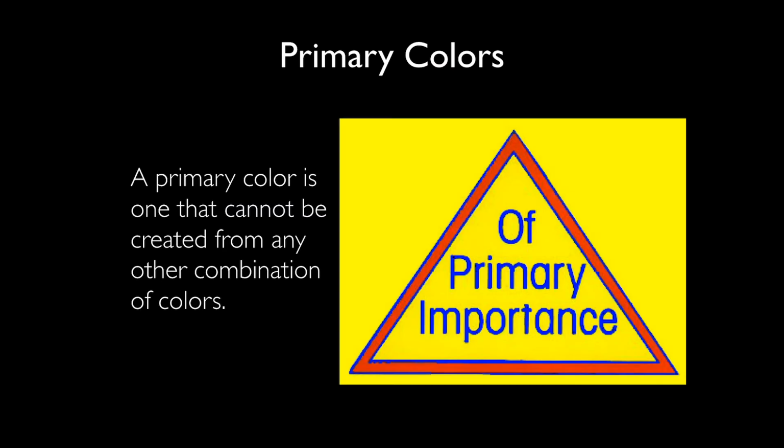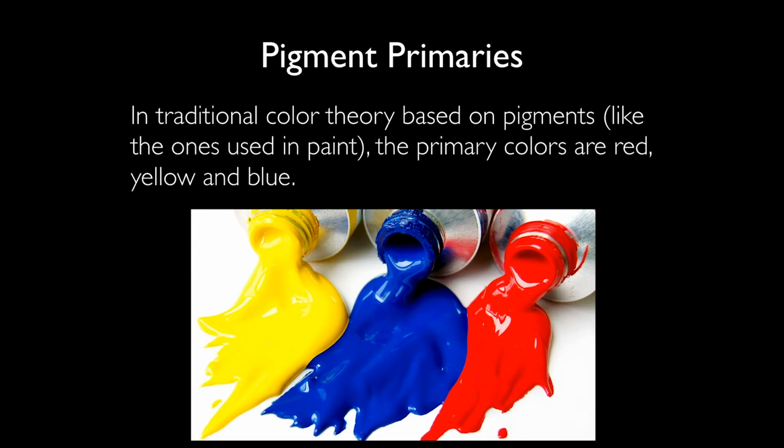Primary colors are colors that cannot be created from any other combination of colors. They have to start out as the color that they are. There are actually several systems of primaries out there, but what we care about in a physical art class like this one is color that is based on pigment, so color that's based on physical stuff that we can touch. And in that kind of color system, the primary colors are red, yellow, and blue.